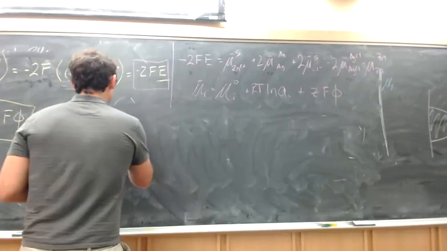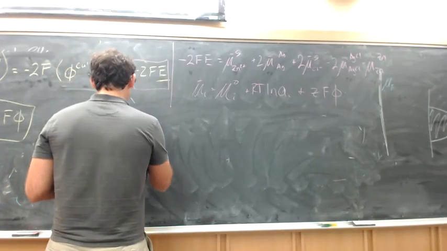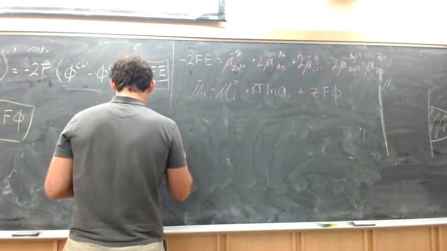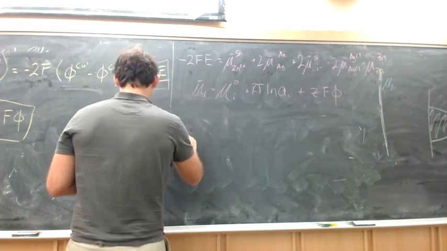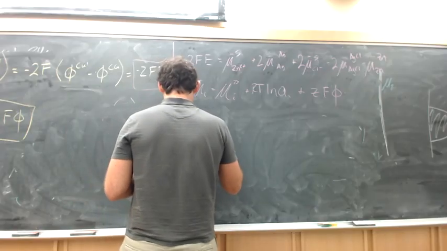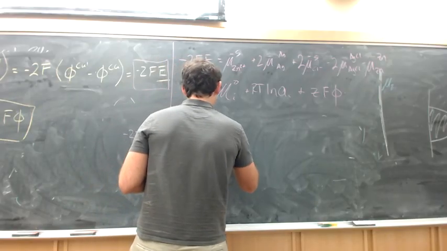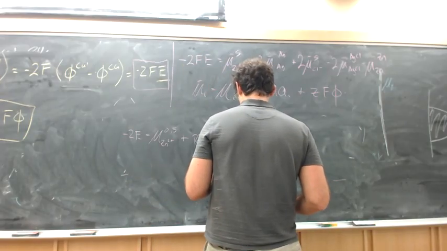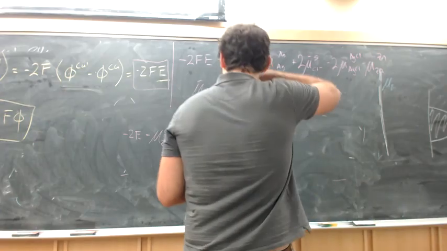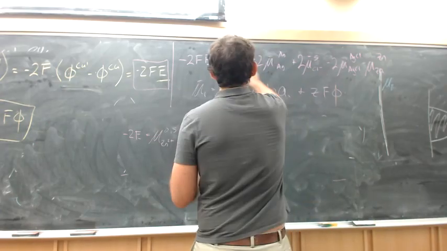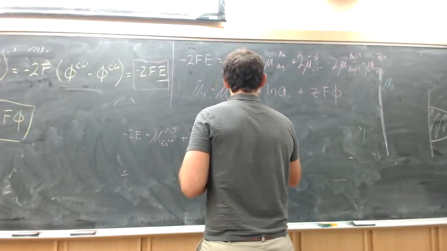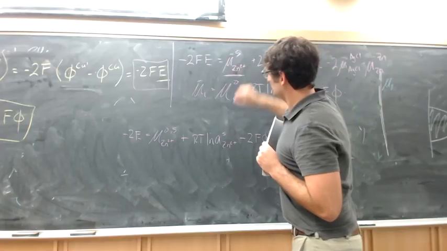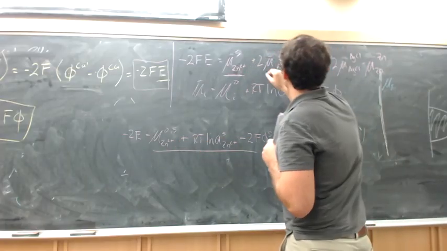We'll write negative 2Fe equals mu naught zinc 2+ in solution, plus RT ln activity zinc 2+ in solution. And I got rid of the bars. Oh, no, wait, I need to account for the phi of zinc 2+, right? So I'm expanding this term. So I need to go minus 2Fφ of solution. So I've just taken this and expanded this term. Okay, and then I need to do this term.